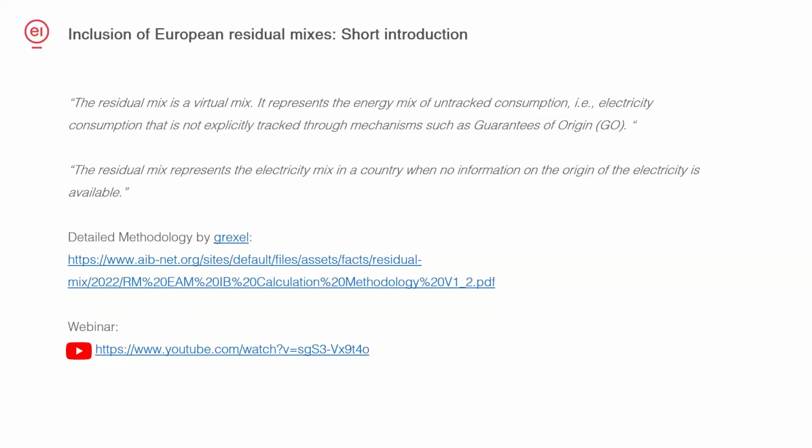However, I will explain the concept of residual mixes a bit more in detail in the next slide. Should you be interested in the whole methodology, I can recommend reading the methodology by Grexel, linked below, and to watch the webinar by AIB, also linked on this slide.